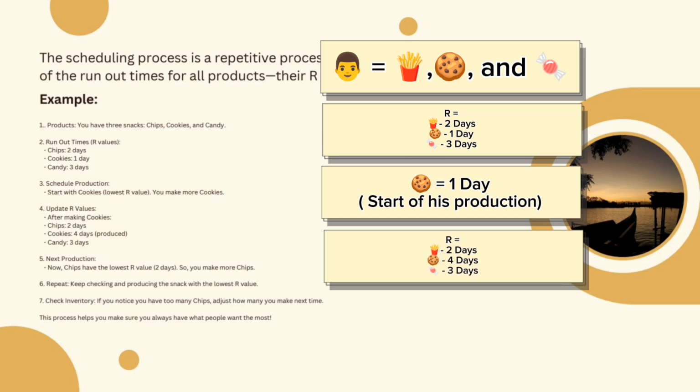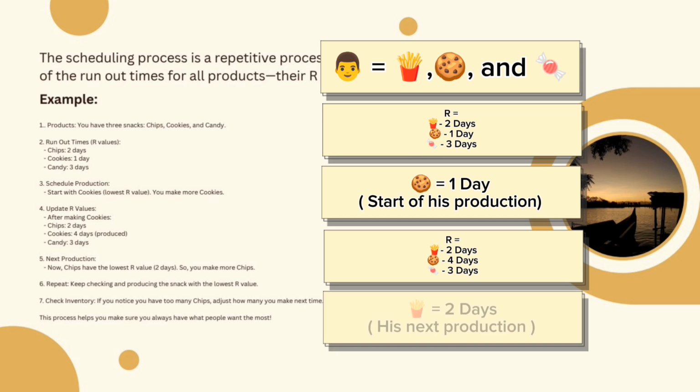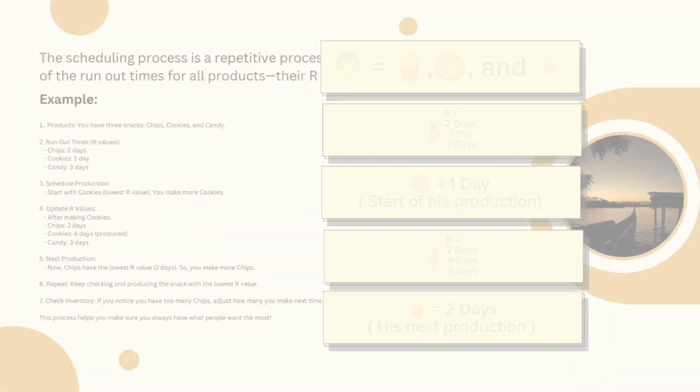After his production, he will update the R value of his products. Now, he has 2 days for his chips, 4 days for his cookies because he just produced more cookies, and 3 days for his candies. For his next production, he will produce more chips because now they have the lowest R value. Keep checking and producing the snacks with the lowest R value, and checking the inventory to adjust the production count for the next production of your product.